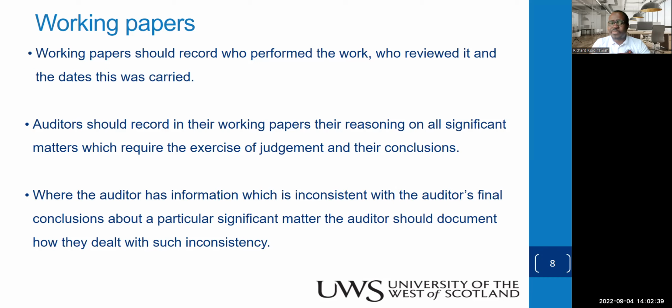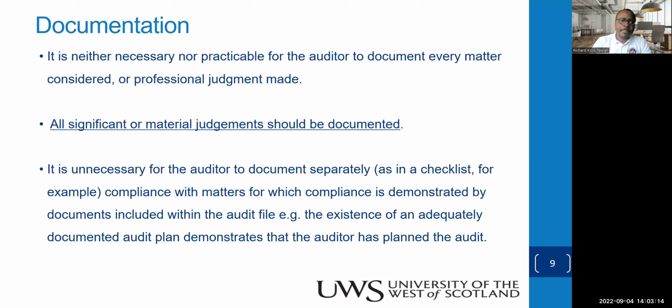Now, where the auditor has information which is not consistent with the final conclusions about a particular matter, what should we do? We must always indicate or document this inconsistency and how we dealt with such inconsistency. So, for example, we've arrived at a conclusion, but evidence had is inconsistent, client management is giving us different information. This is an inconsistency. Document it. And how did you deal with it? Are they supposed to pass adjustments? Let them pass the adjustments.